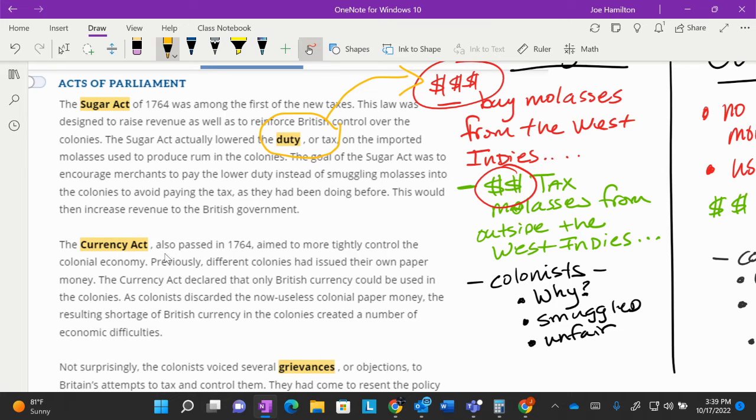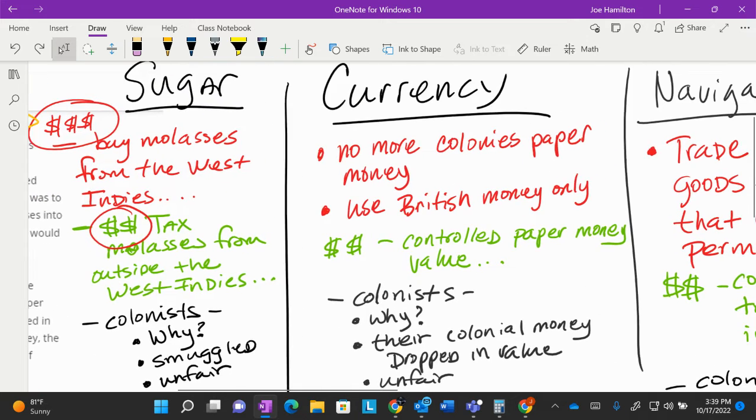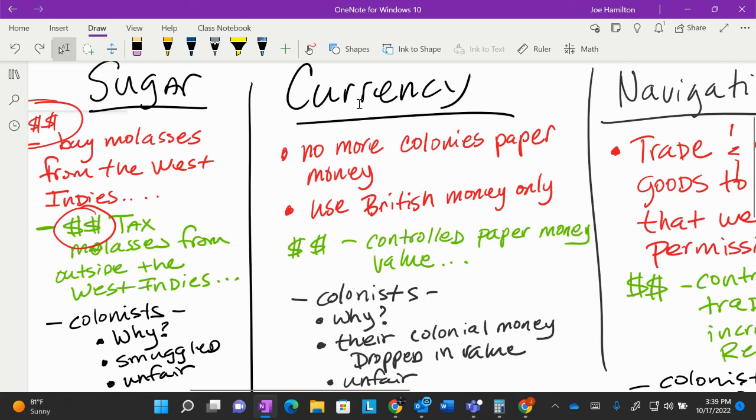The next one was the Currency Act. The Currency Act was another way of generating revenue and control. So no more colonies could use their own paper money. They had to use the British pound. You all drew a picture of it in the escape room. They had to use the British pound.